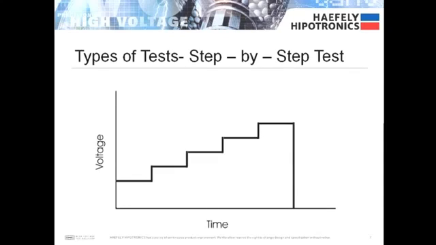Another common one is the step-by-step test, which is kind of a combination of the other tests before. What you'll do is increase voltage in different steps. So you'll go up to a certain voltage, then you'll dwell for a prolonged time period. You'll go up in voltage again, and then dwell again, up again, dwell again, and so on and so forth, according to either your internal requirements or standards that you have to follow.